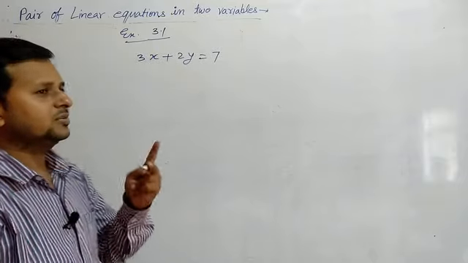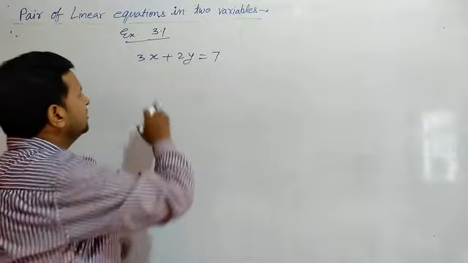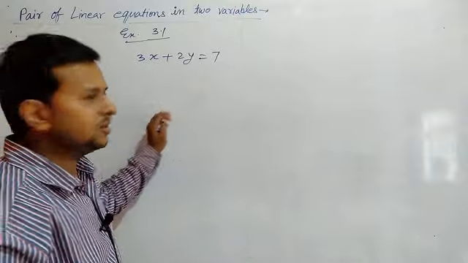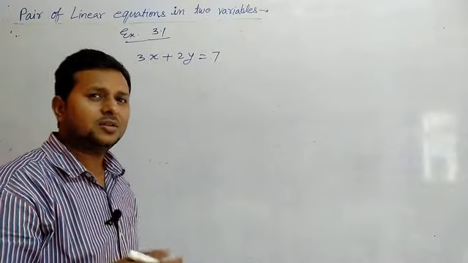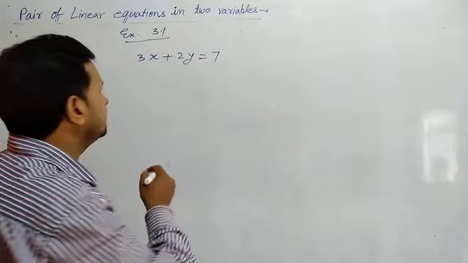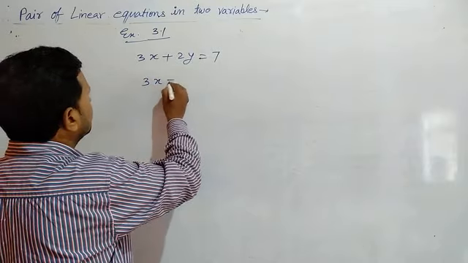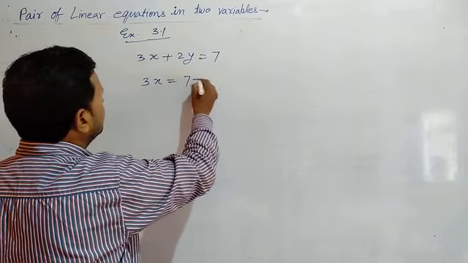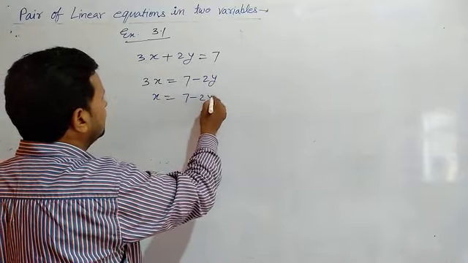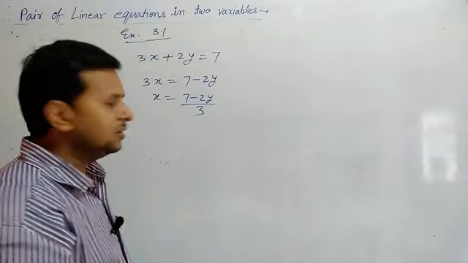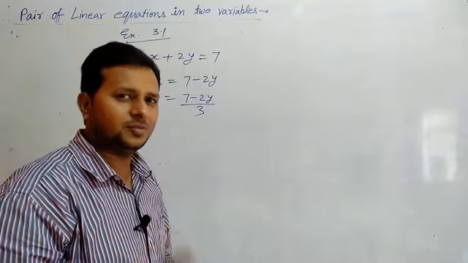Now two terms should also be studied here. What is a dependent variable and what is an independent variable? Okay, it is very necessary. Dependent variable means, suppose that we solve this equation after changing the sign: x is equal to 7 minus 2y upon 3. Clear? For this equation we study the dependent variable and independent variable.